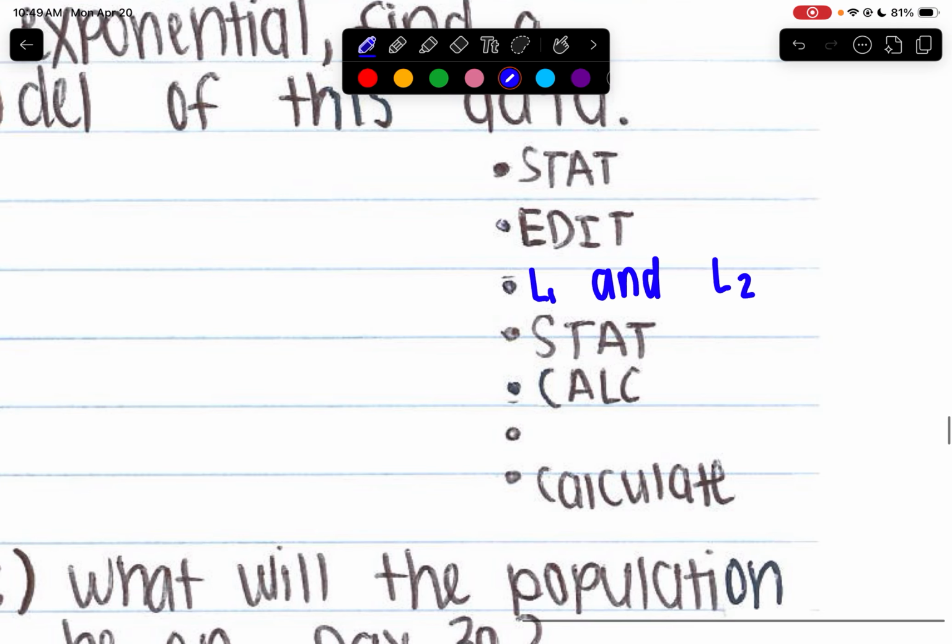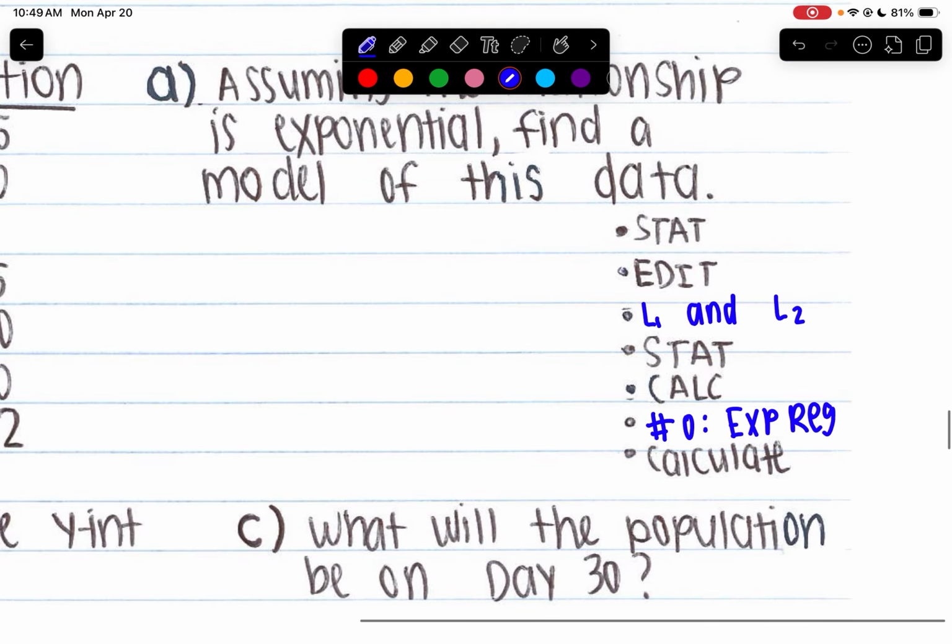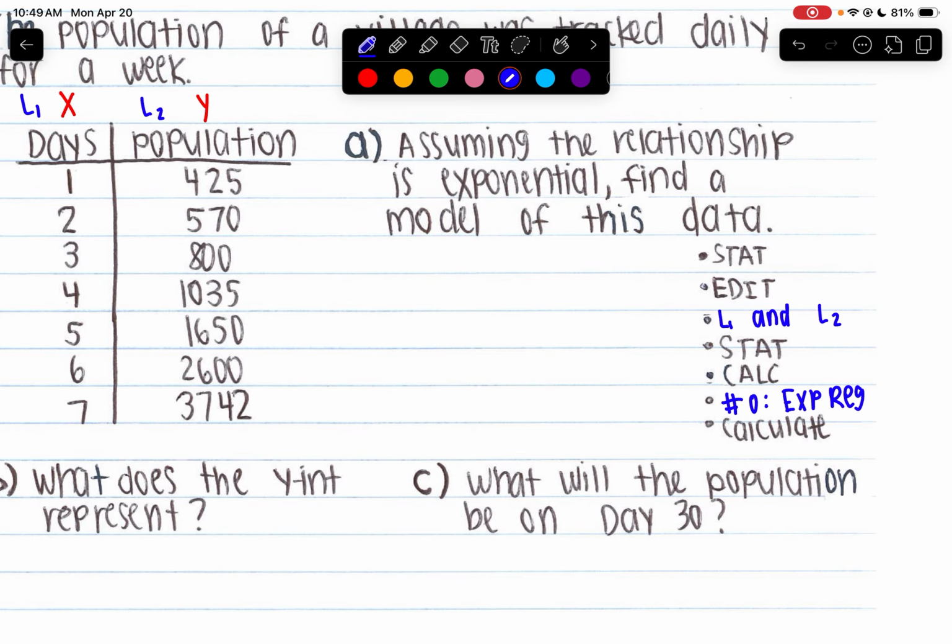After that, you're going to press the Stat button. Again, you're going to go ahead to Calc, and you're going to press the menu option for number 0, which is exponential regression. And we've done linear regression, which was number 4. We've done quadratic regression, which is number 5. And then exponential regression is 0. And then you'll press calculate, and it should give you an equation from that. Now, there is a way to do this in Desmos as well, so I'm going to go ahead and show you how to do that in Desmos.